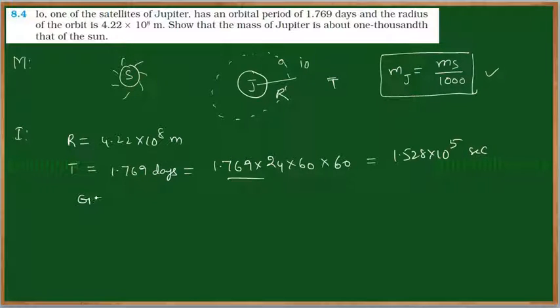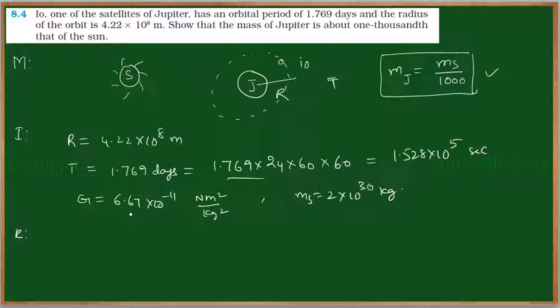And now capital G, which is the universal gravitational constant, has a value of 6.67 × 10^-11 N m²/kg². And from the standard table of masses, the mass of the Sun is equal to 2 × 10^30 kg. Now come to the resolving part. It seems a little bit confusing, like we need a relation between the mass of the Sun and the mass of Jupiter, and the values are given for the moon of Jupiter. How can it be possible? So we have a way.